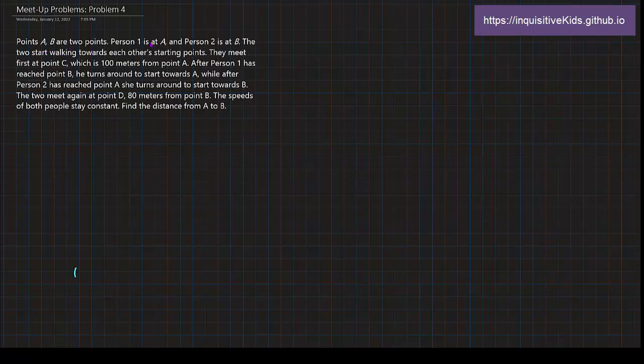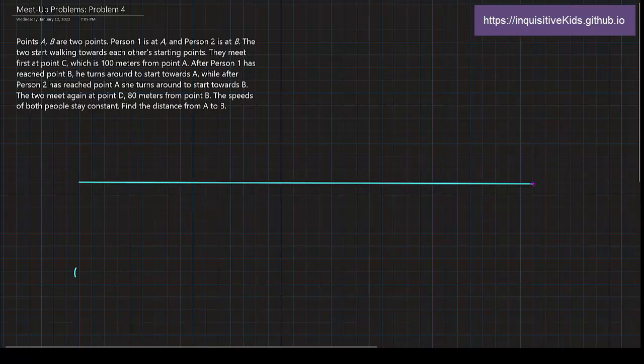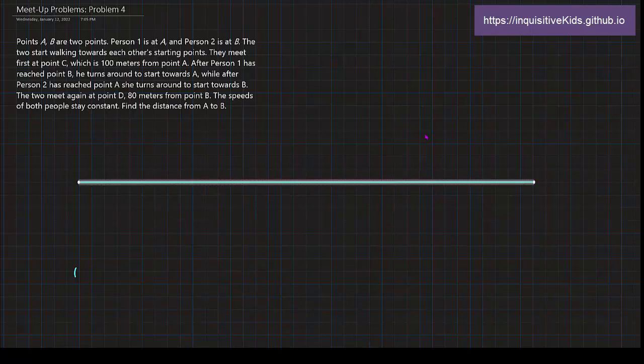Points A and B are 2 points. Person 1 is at A and person 2 is at B. As I'm reading, I will be starting to draw a diagram. So this is person 1, this is person 2. The two start walking towards each other's starting points. They meet first at point C, which is 100 meters from point A. So this is C, and this is 100 meters from point A.